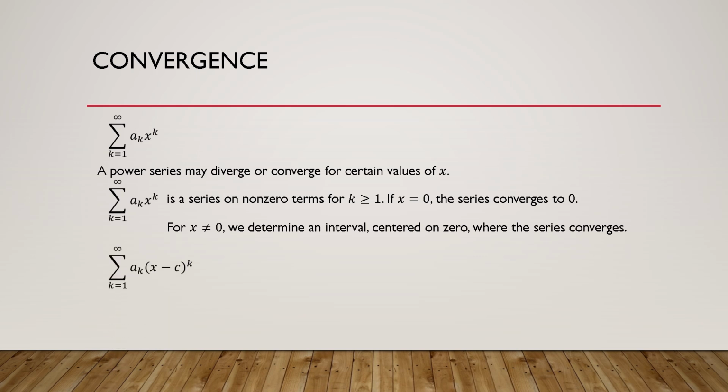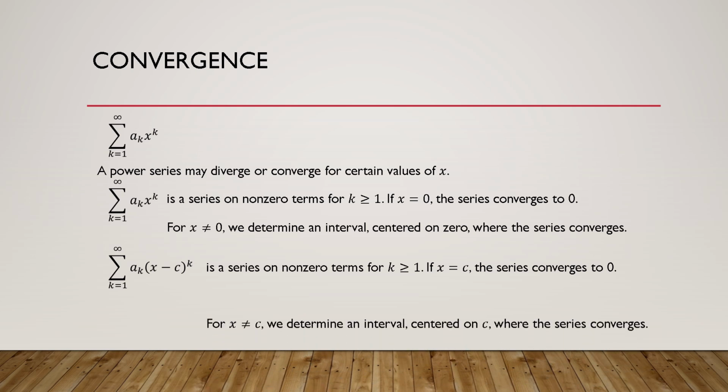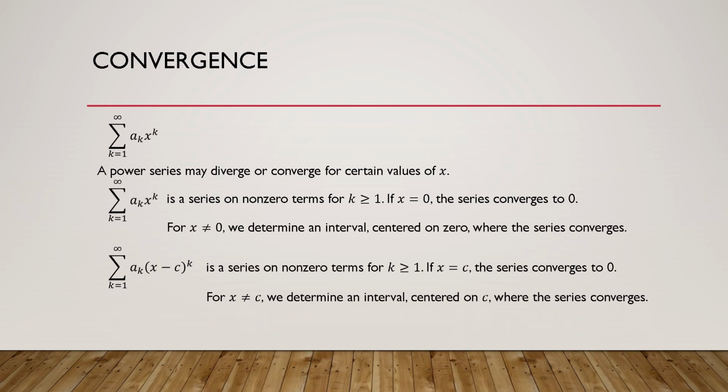If the sum from k equals 1 to infinity of a sub k times the quantity of x minus c to the k power is a series centered at c and is a series of non-zero terms for k greater than or equal to 1, if x equals c, the series converges to 0. For x not equal to c, we determine an interval centered on c where the series converges.